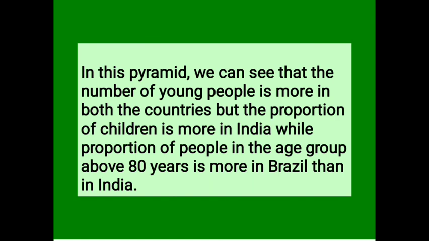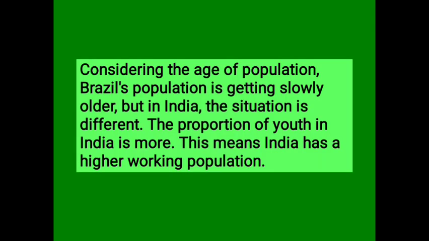So in this pyramid, we can see that the number of young people is more in both the countries, but the proportion of children is more in India, while the proportion of people in the age group above 80 years is more in Brazil than in India. Considering the age of population, Brazil's population is slowly getting older. But in India, the situation is different. The proportion of youth in India is more. This means India has a higher working population.